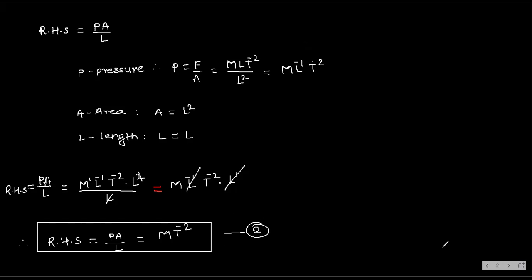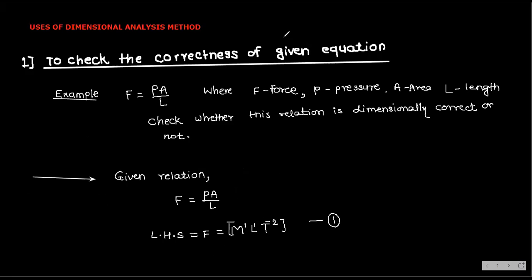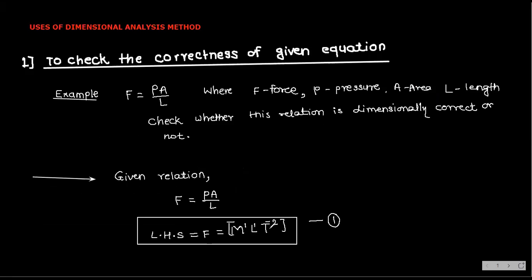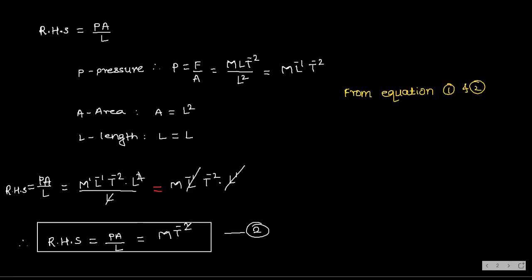What is this equation number 2? And here you see this is what? Equation number 1. We will keep this also in a square bracket. Got it? Okay, sir. Understood. Right. Next. Now see, from equation 1 and 2, is it same? No. M L T power minus 2 is here. M T power minus 2 is there.